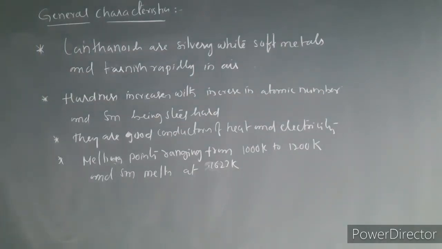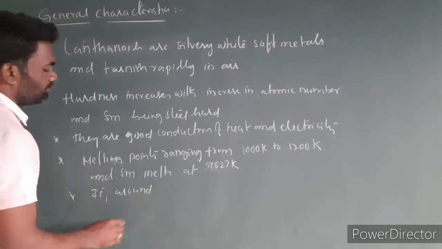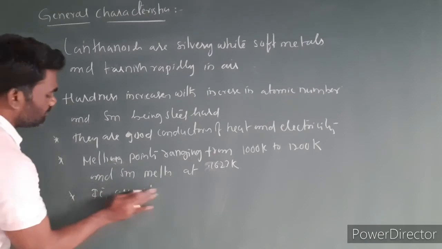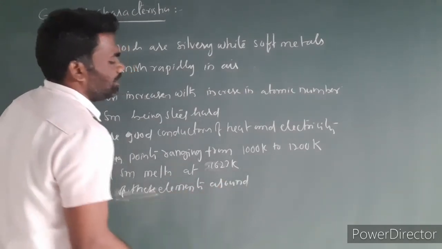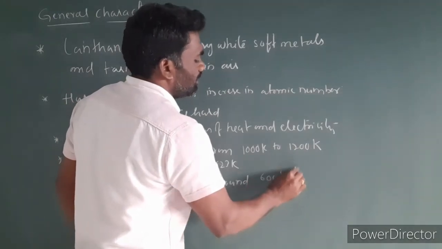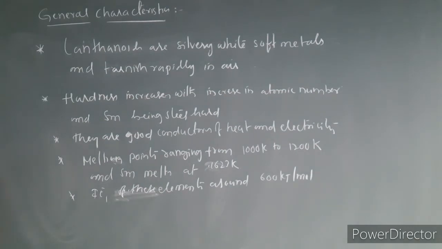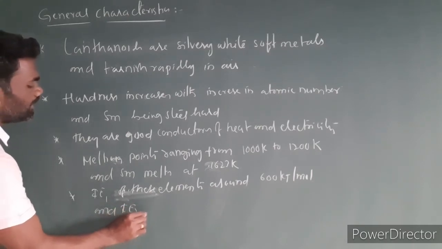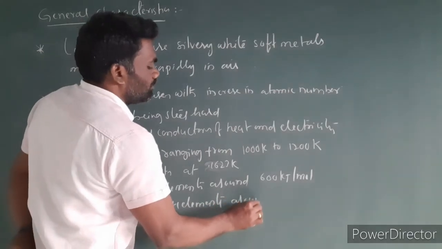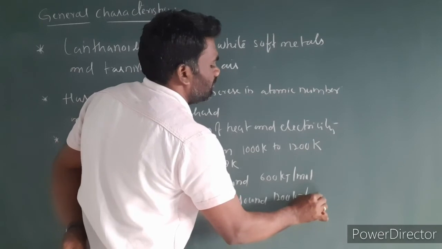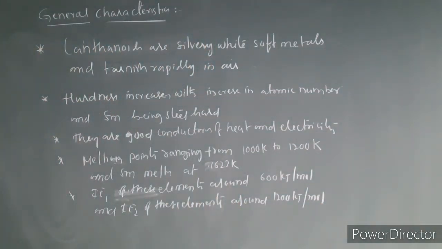Next, their ionization enthalpies. IE1 of these elements is around 600 kilojoule per mole, and IE2 of these elements is around 1200 kilojoule per mole.